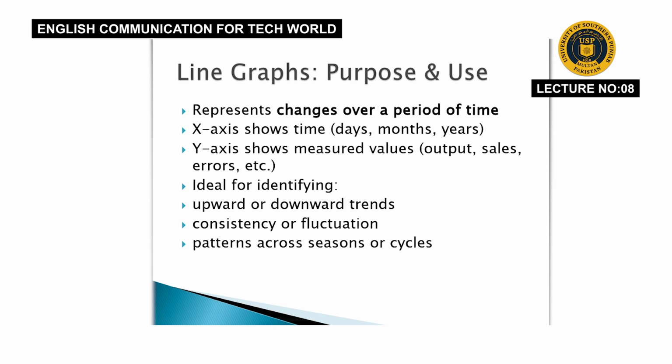Line graphs help readers identify trends. Is the data increasing? Is it decreasing? Is it stable or fluctuating? These are especially useful when you want to show patterns like seasonal behavior, yearly progress, or technical performance over a specific duration.